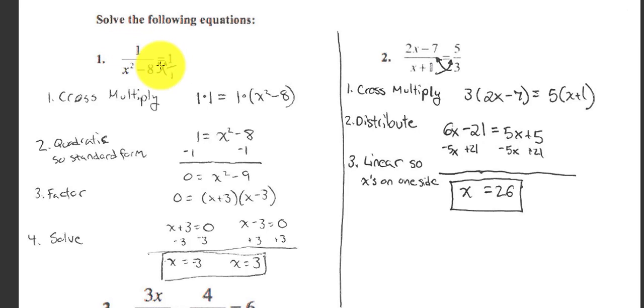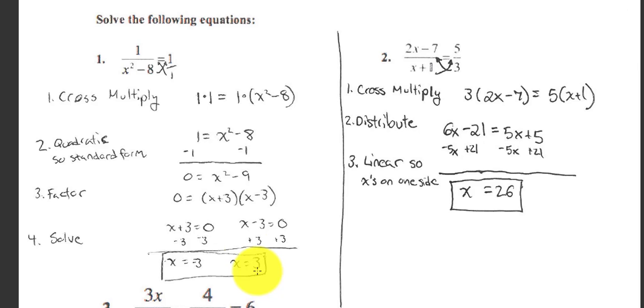And remember, 1 divided by 1 is the same as simply 1. So I'm going to do 1 times 1 equals 1 times x squared minus 8. Solve for x. So you have 1 equals x squared minus 8. If I subtract 1 from both sides, we have 0 equals x squared minus 9. This becomes a difference of 2 squares, right? x plus 3, x minus 3. So the solution, what value of x makes this 0, would be positive 3 and negative 3.